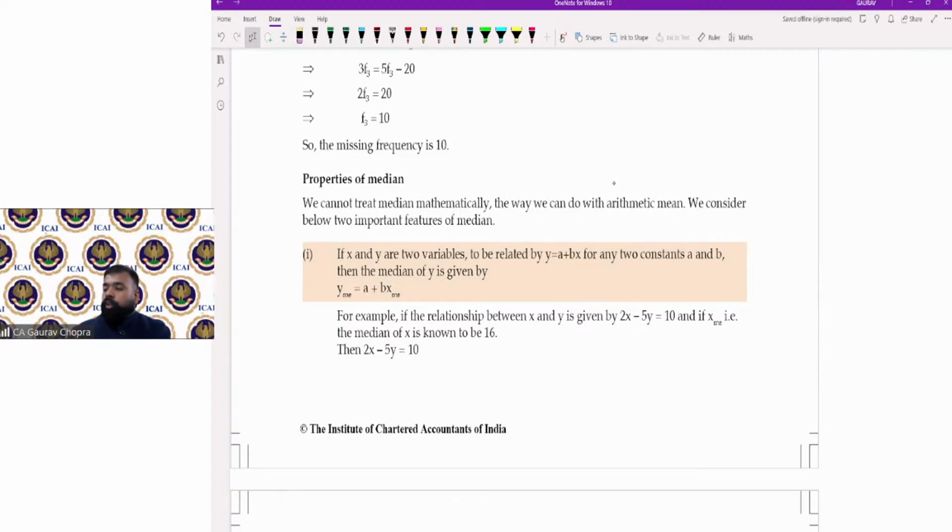Nishi girl said this concept was in class 11. Yes, the same concept we are doing here.